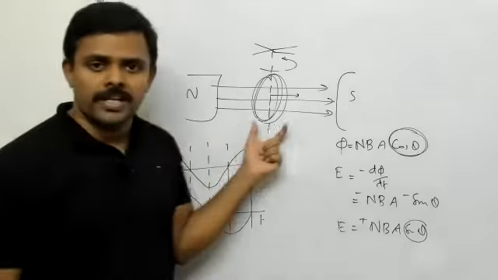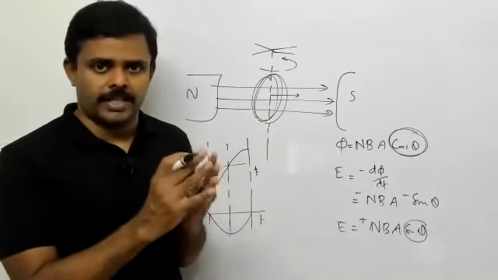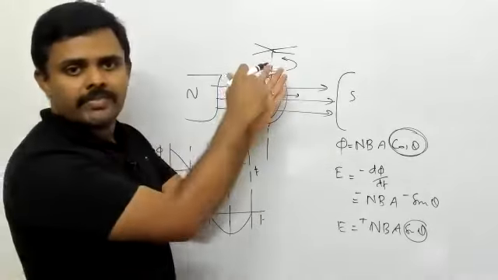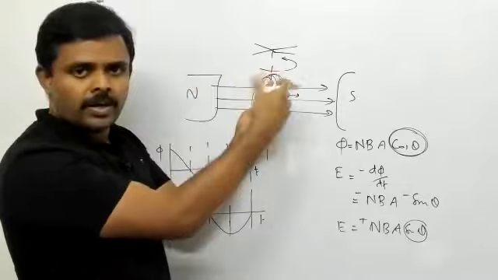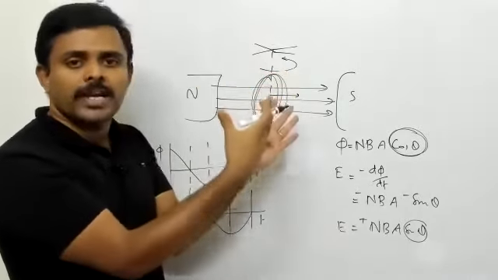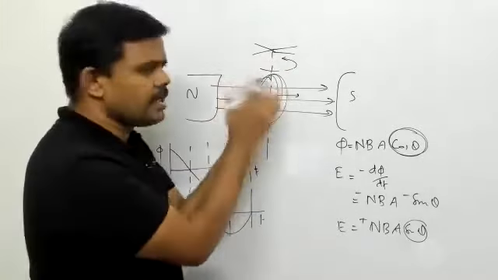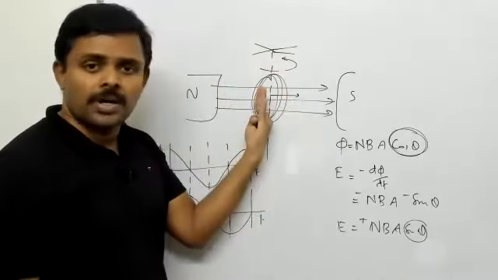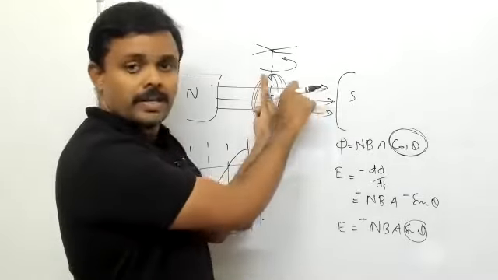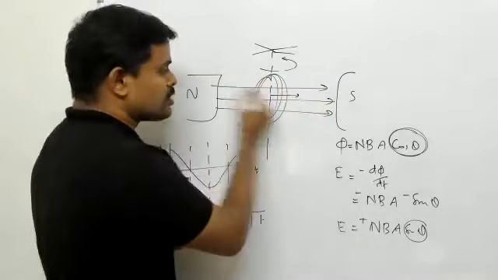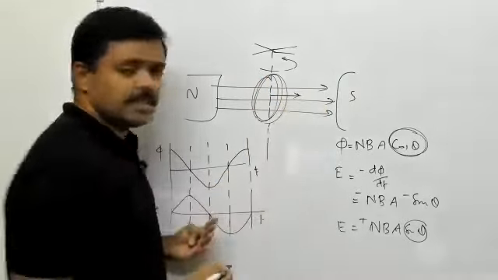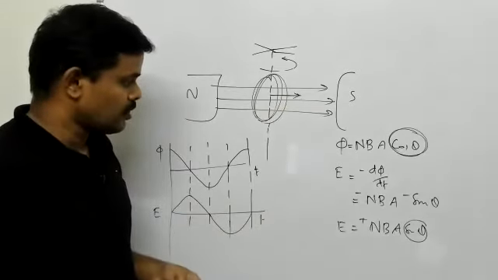We have a coil here. The coil is mechanically rotated. That means you are rotating it with some force due to wind or water or something. If it's a hydroelectric power station, it is water that rotates the turbine here. Anyway, the coil is rotating. When you start off, the coil is perpendicular to the field, which means what? Field is to the right, area vector is to the right, so theta would be 0, right?